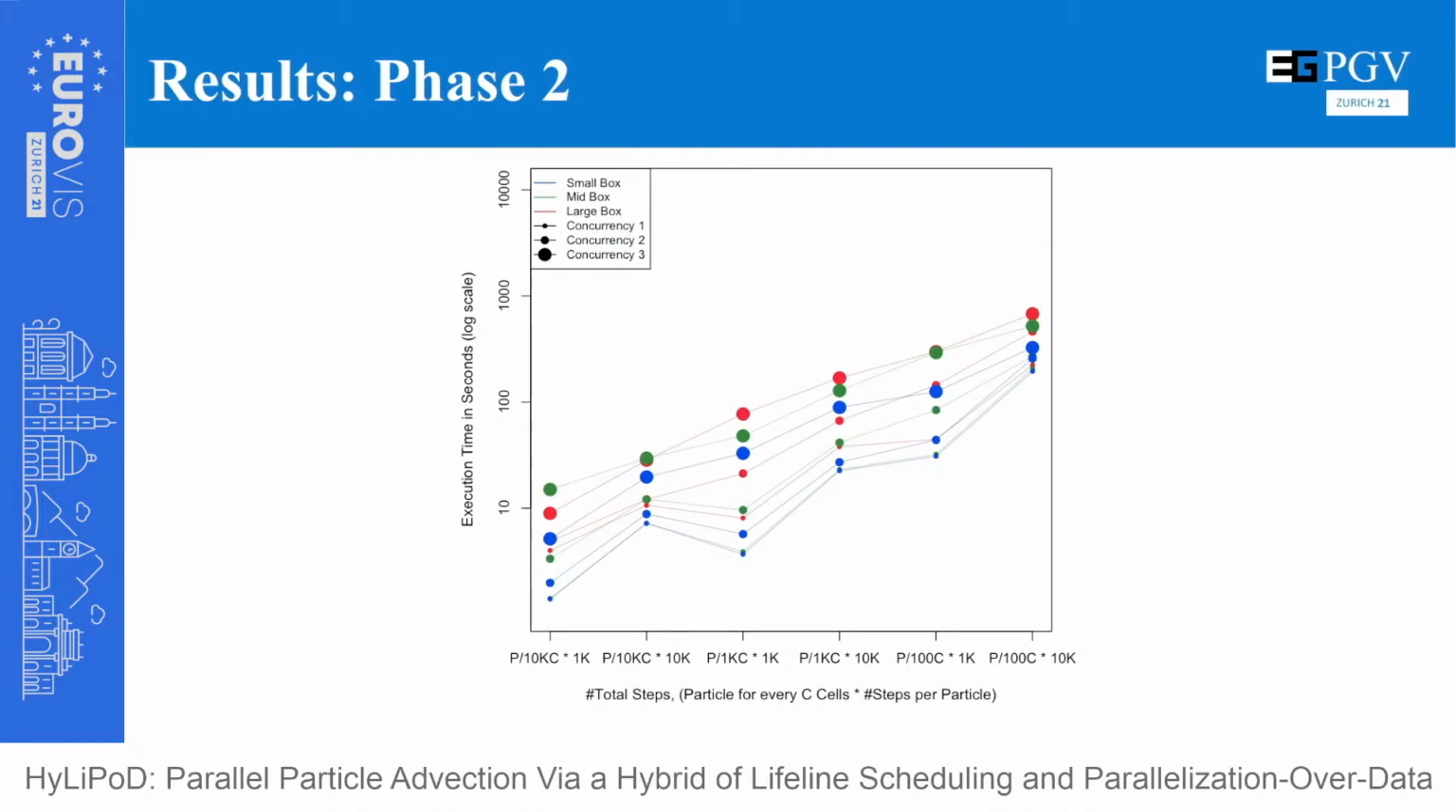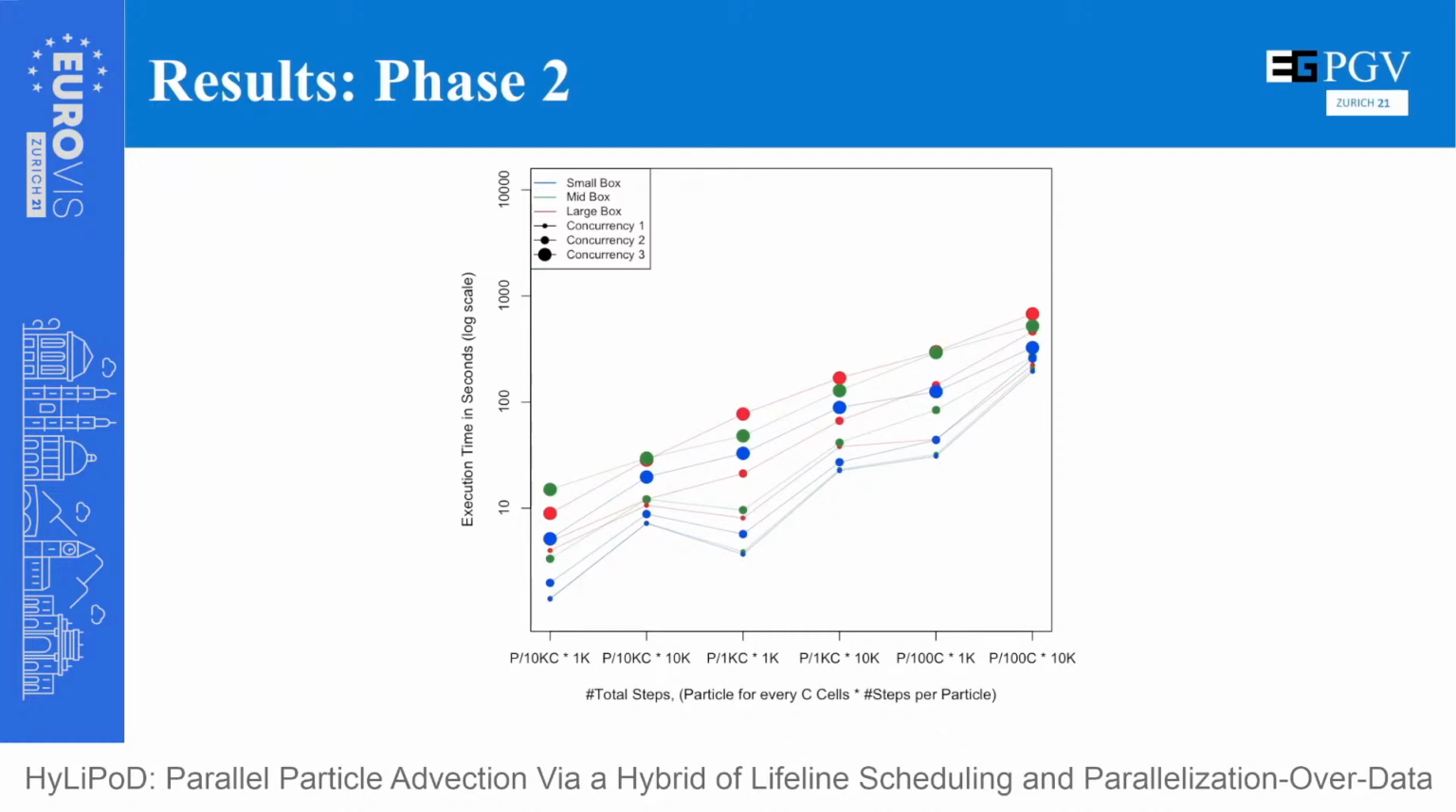Now, after we chose the best threshold, we study the performance of HyLiPoD in phase 2. Since HyLiPoD delivers the best algorithm for a given workload, its overall performance informs future research for our community. The figure has 6 particle advection workloads represented on the x-axis, and the y-axis is showing the execution time in seconds. The different colors represent different seeding box sizes.